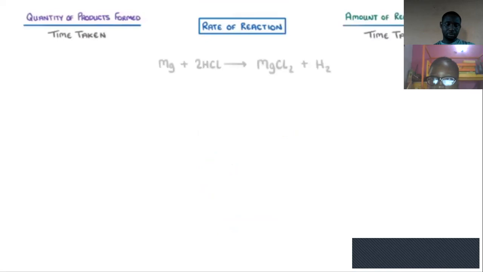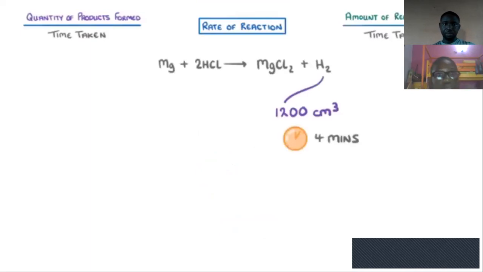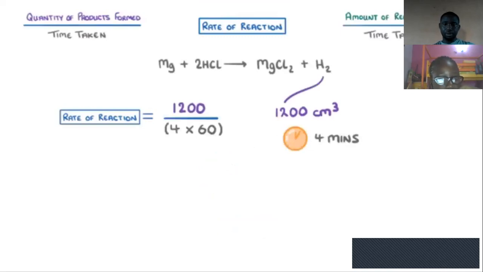For example, if this reaction between magnesium and hydrochloric acid produced 1200 centimeters cubed of hydrogen in 4 minutes, then our rate would be equal to 1200 over 4 times 60. I hope you understand this because we are trying to calculate the rate of reaction now. Remember, the rate of reaction formula is the amount of reactants used divided by the time taken. Or 240. So it would be 5 centimeters cubed per second.